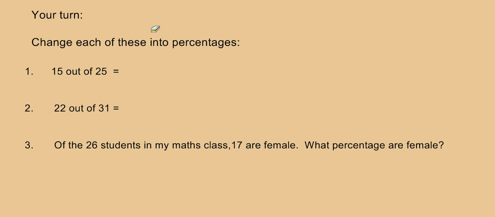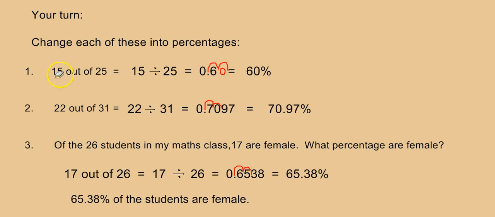Okay, so how did you go? Let's have a look at the answers. 15 out of 25 becomes 15 divided by 25, which when we put it into the calculator becomes 0.6. Now here's the first of the traps that I set for you. Did you go piz piz and put an extra 0 in the space that was left? I'm hoping that you did, in which case you should have got 60%, and if you did, well done.